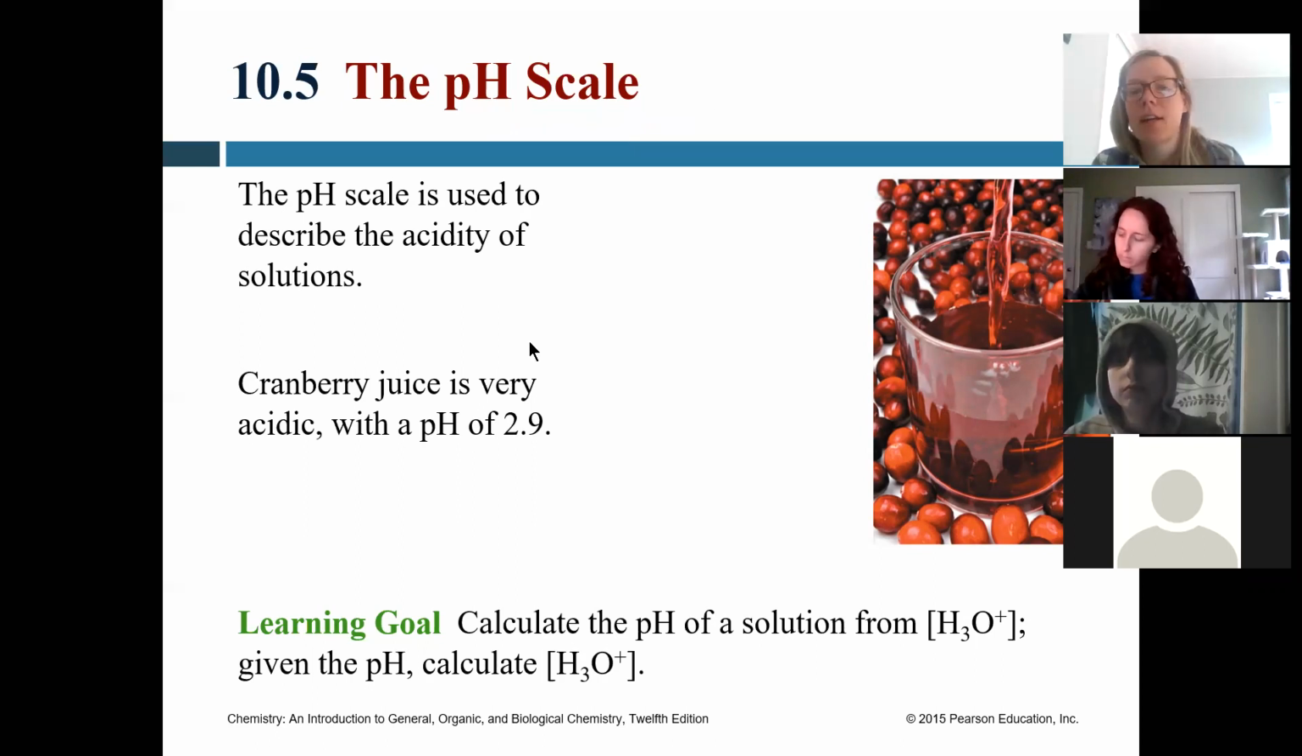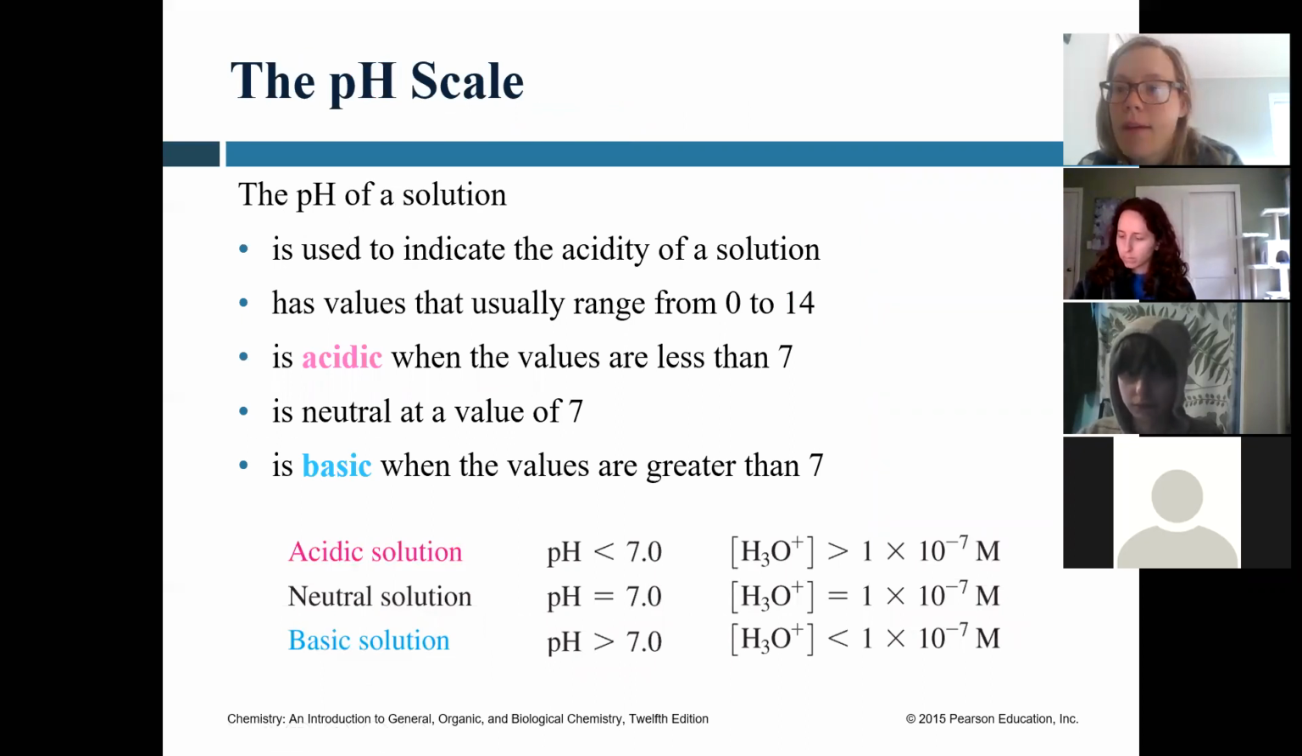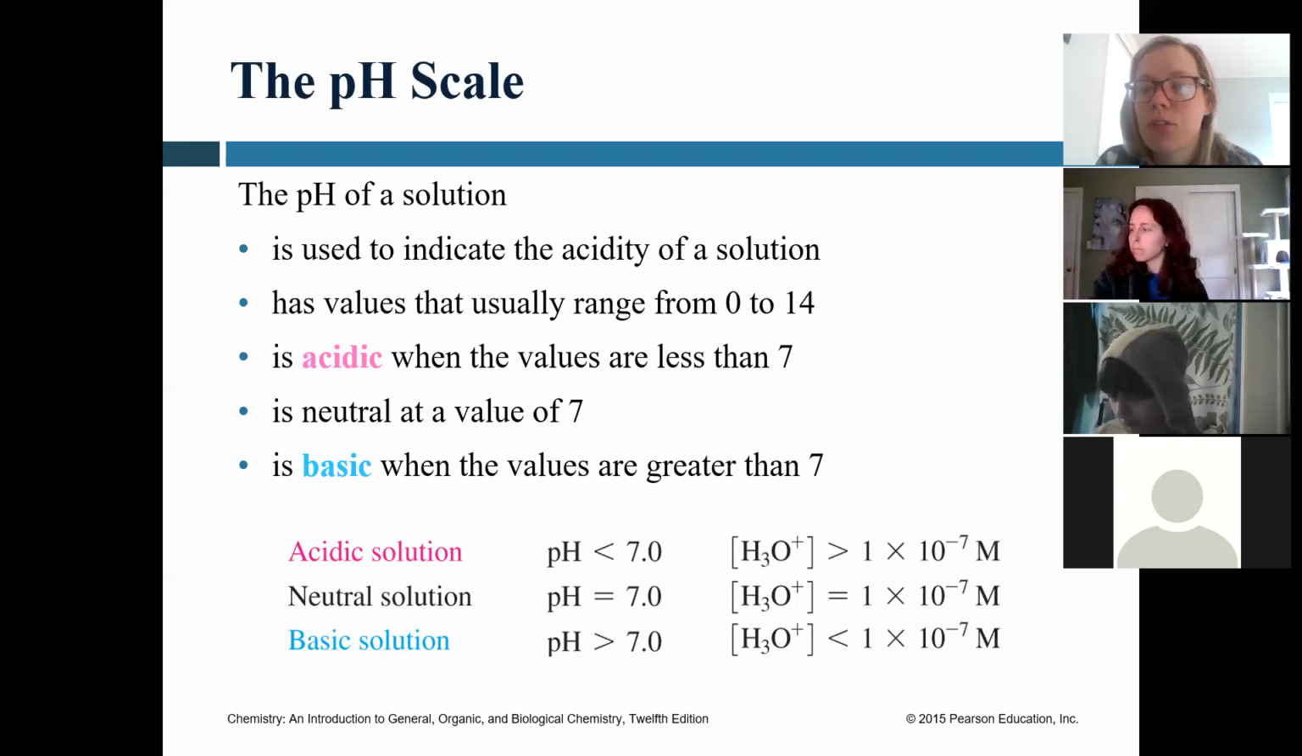Cranberry juice over here is a very acidic material. It's got a pH of 2.9. On the pH scale, the lower the number, the higher the acidic component. So the pH scale runs from 0 to 14. 7 is a neutral pH, so right in the middle is where our pure water is. If the number is less than 7, we're acidic. If the number is greater than 7, we are basic.